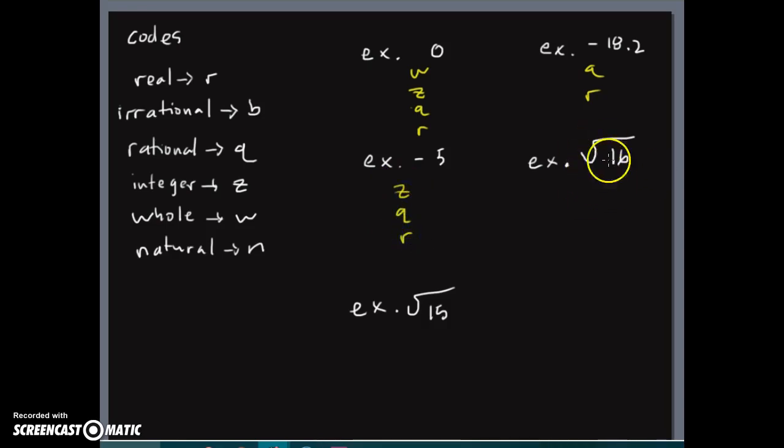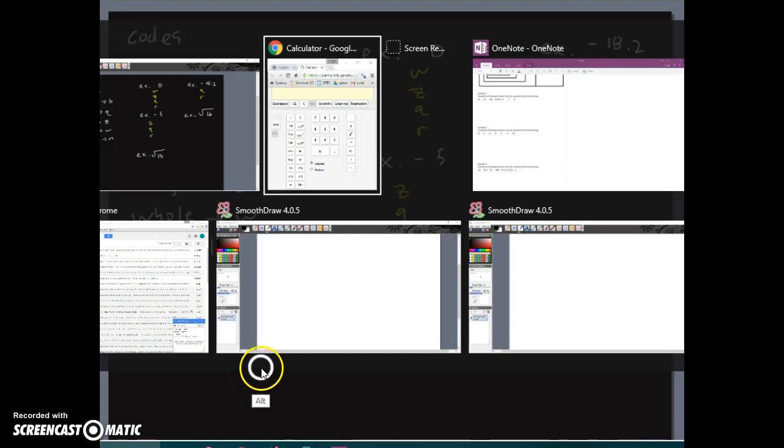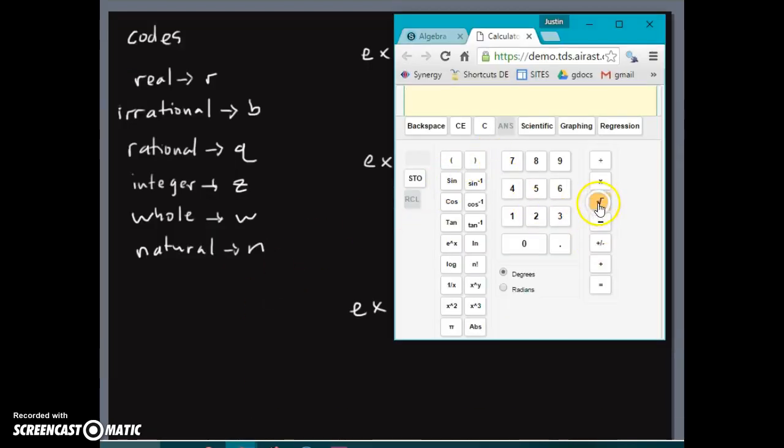Square root of 16. What I've got to do to figure out the square root of 16 is convert this to a number. So I'm going to pull up the calculator, and I'm going to type in the square root of 16. Here's the square root button, and within it I'm going to type in 16. And then I'm going to hit enter. And what we get is 4.